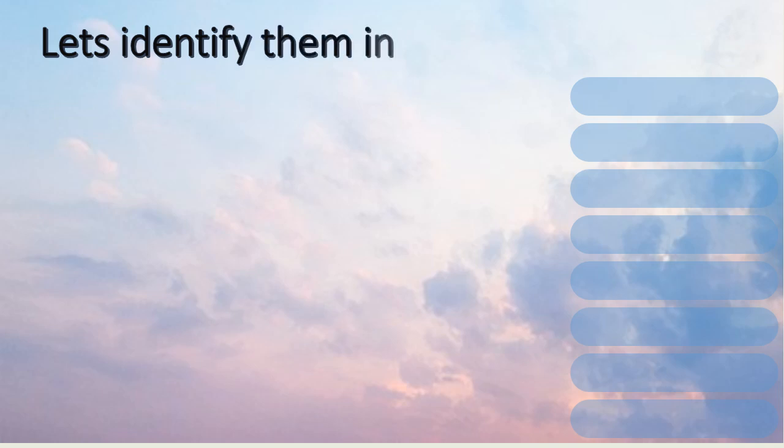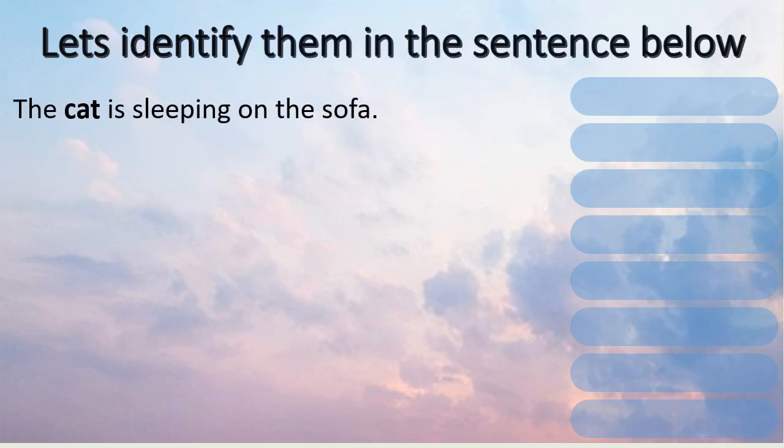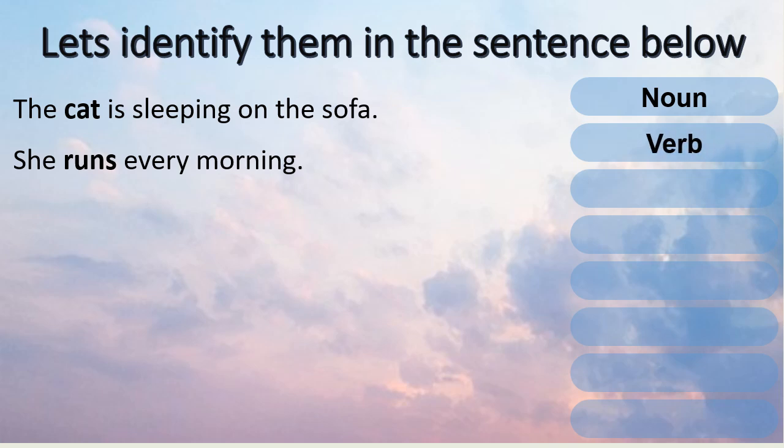Now that we have learned about the different parts of speech, let's put our knowledge to the test by identifying them in sentences. 1. The cat is sleeping on the sofa. The word cat is a noun because it names a person, place, or thing. 2. She runs every morning. The word runs is a verb because it shows action.